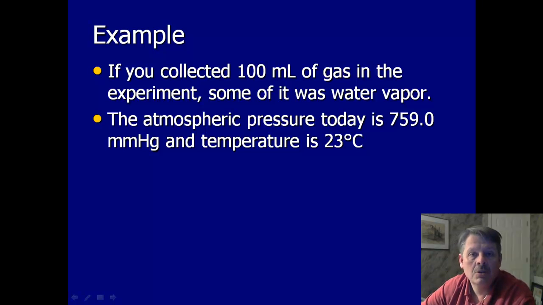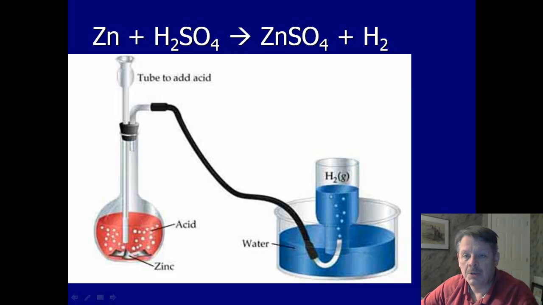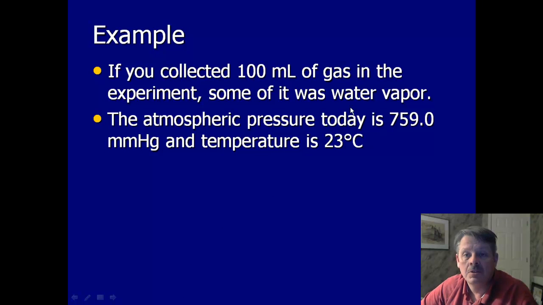So let's look at an example. If I collect 100 milliliters of gas in an experiment, some of it was water vapor. Okay, so let's look at this picture again. Some of this up here is hydrogen gas, but it's also water vapor. It says the atmospheric pressure today is 759 millimeters of mercury.